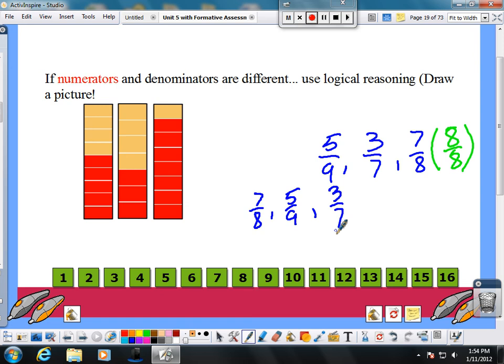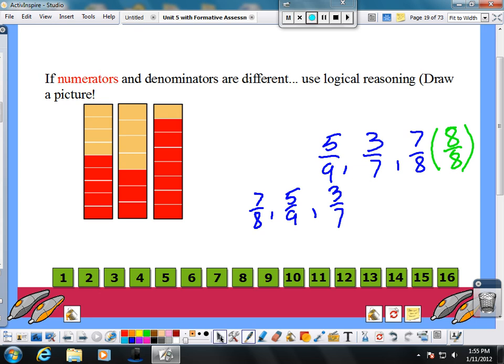Okay? So again, ordering fractions, putting them in numerical order, you want to be comparing numerators. If the numerators are the same, look at the denominators. If the denominators are the same, look at the numerators. If they're both different, draw a picture. It will definitely help you out.